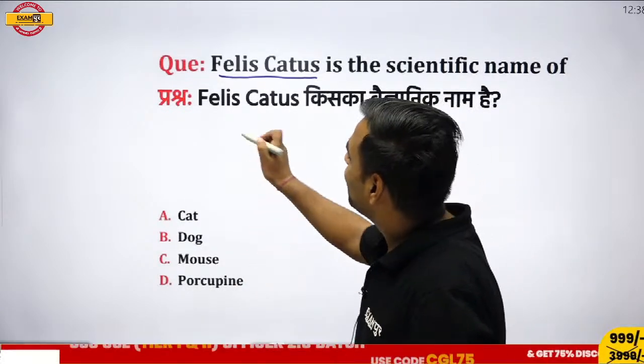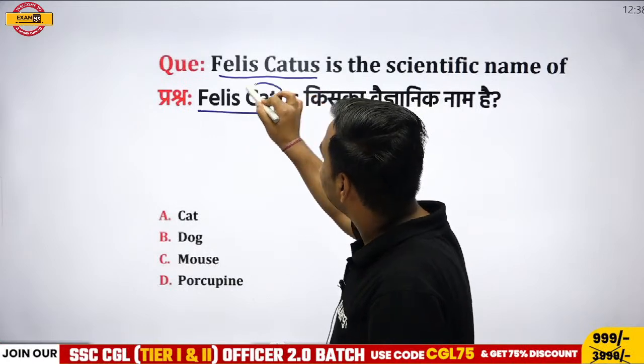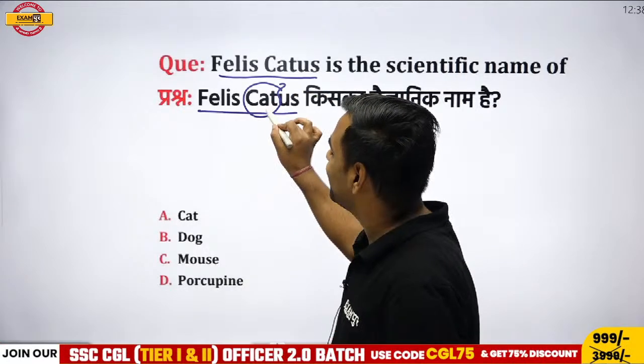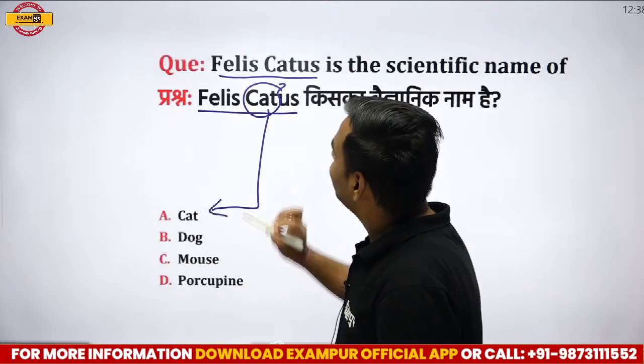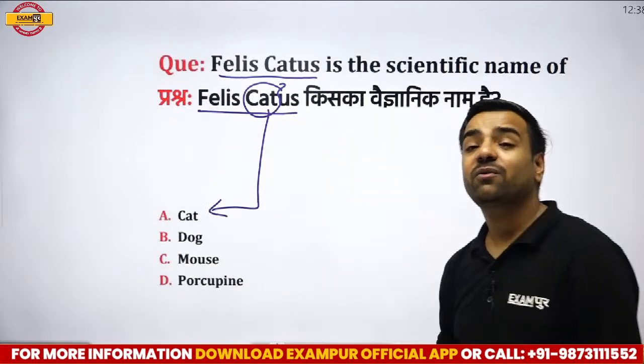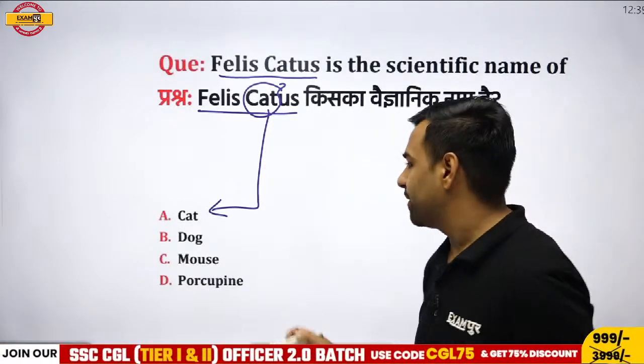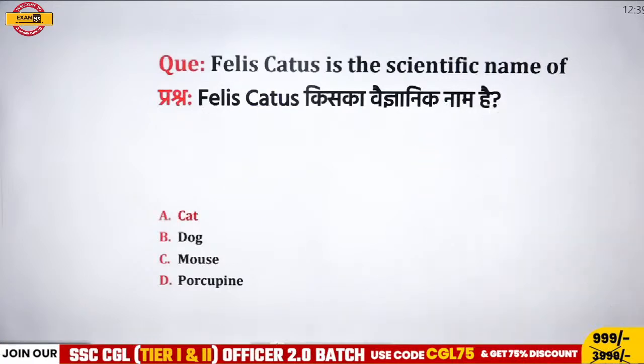That's true. If I talk about this Felis catus, from the name itself, it is clear we are talking about cat. So yes, Felis catus is actually the scientific name of cat. Right? Okay. So option number A was correct here.